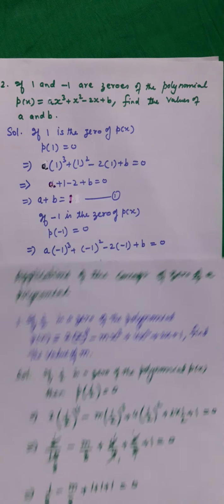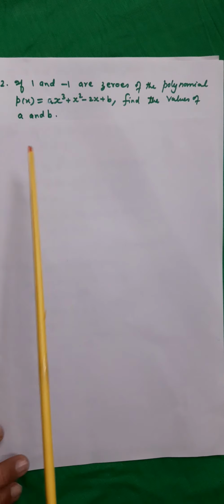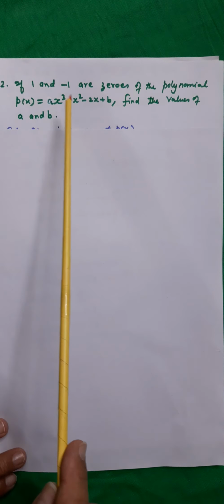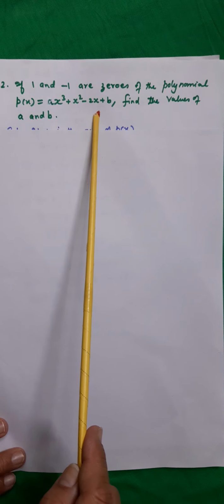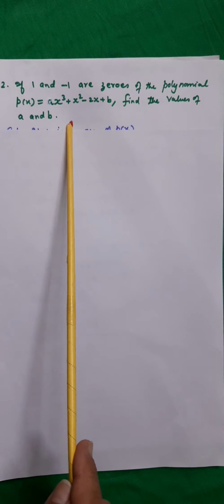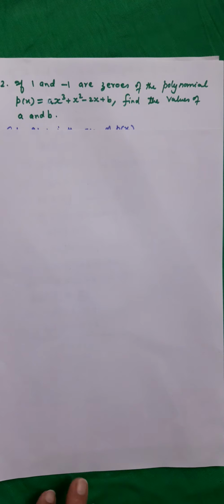Example number 2. If 1 and -1 are the zeros of the polynomial p(x) = ax^3 + x^2 - 2x + b, find the values of a and b. Earlier we were to find only one value. Now we have to find two values. So here we need to concentrate a little.